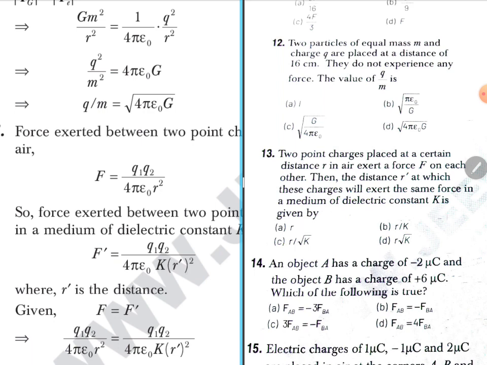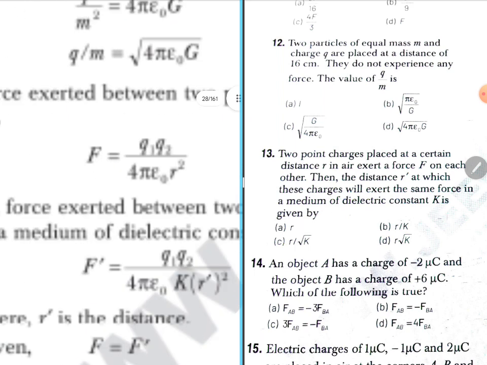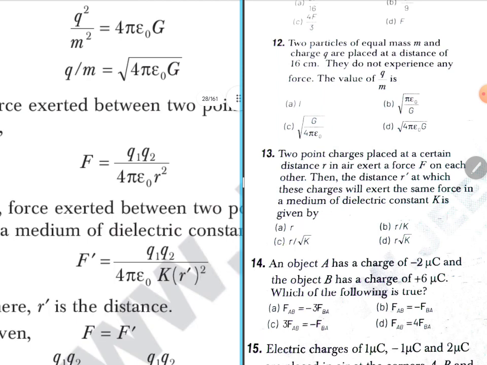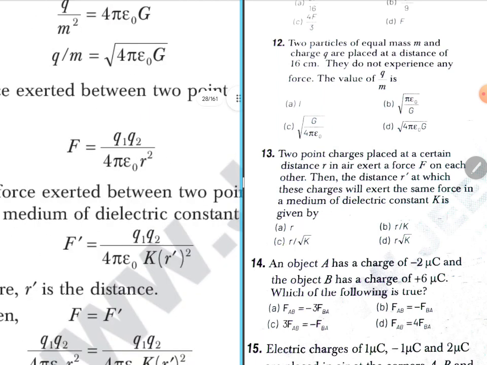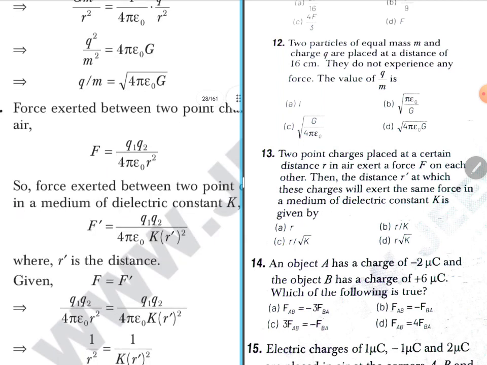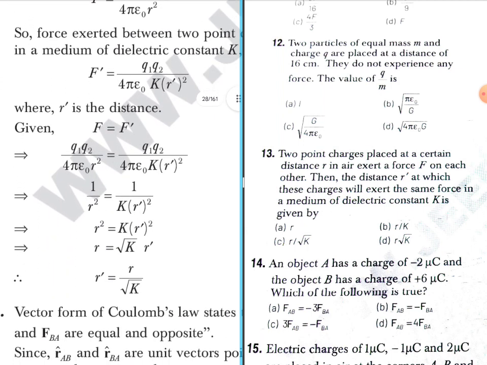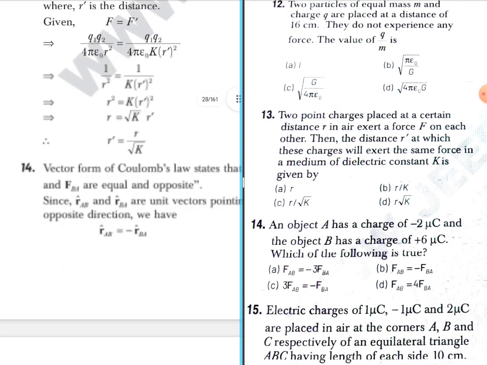But he is saying the force is remaining the same, F dash is becoming equal to F. There's no change in the force, but the distance is adjusting. R becomes new R dash whole square. So equate both of them, you get a relationship between R dash and R, which is related to the dielectric constant K. So that's the relationship. R by root K is the right answer. So option number C is the right answer. Let's go to 14th question.